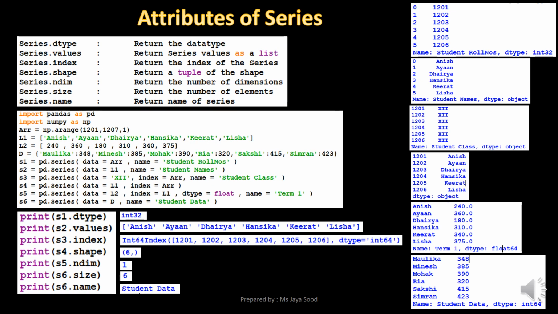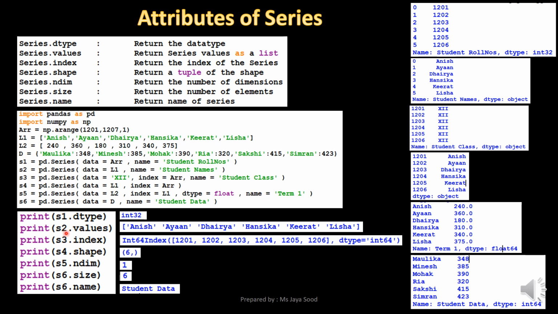Attributes of the series. A Pandas series has several attributes that describe the series, namely dtype, values, index, shape, ndim, size, and name. Let us take some examples. S1 is a series which is created by passing the ND array ARR as the data. Print s1.dtype will return the data type of the values of the series which are coming from the ND array and is int32.